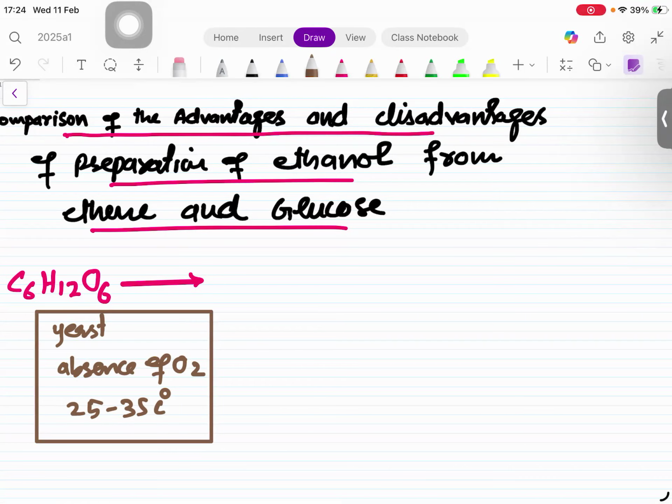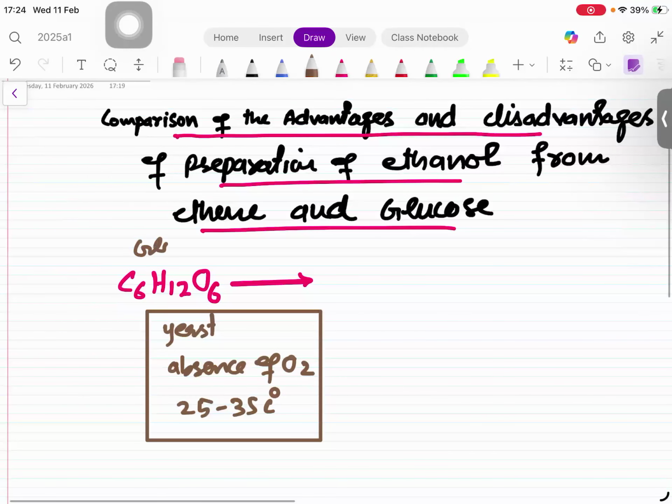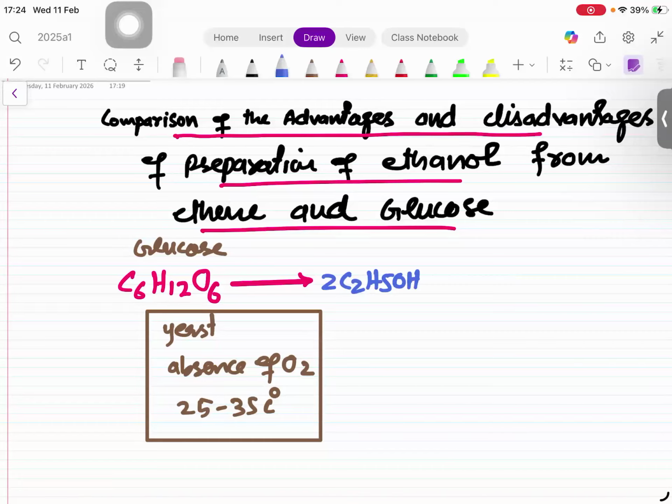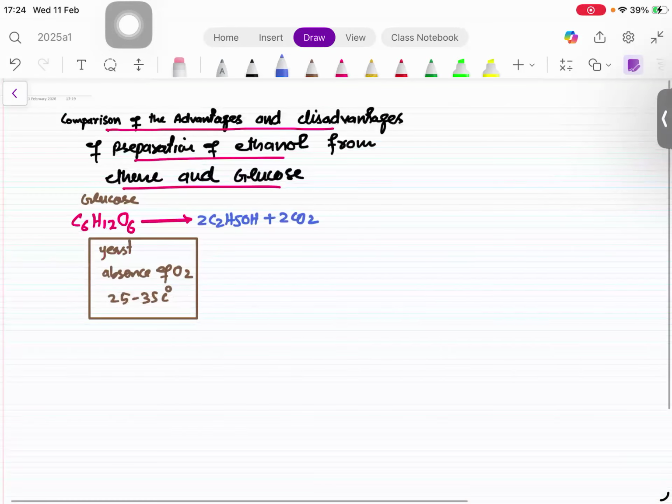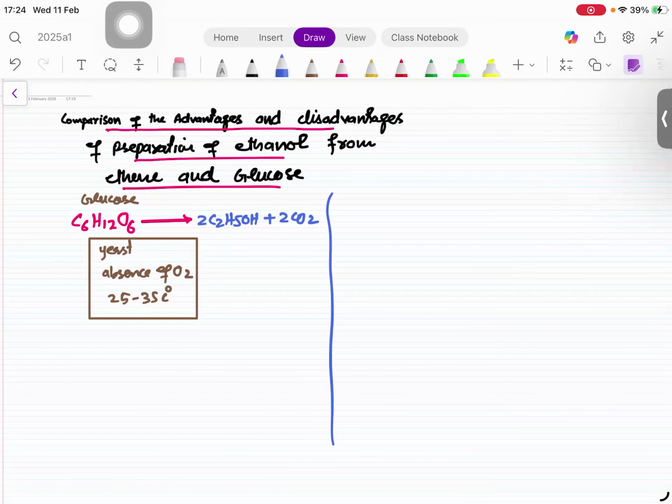It ferments. What is this? This is glucose, and it ferments to form what? What does it form? C2H5OH, ethanol, plus carbon dioxide. This process is known as fermentation. This is the one method of preparing an alcohol or ethanol which we learned, and this process is known as fermentation.